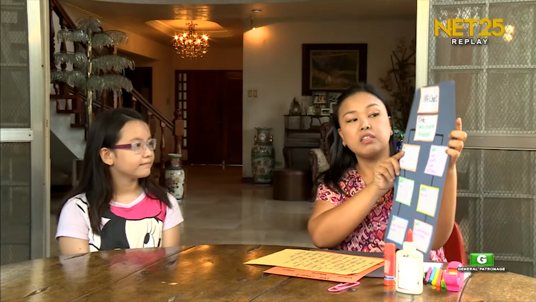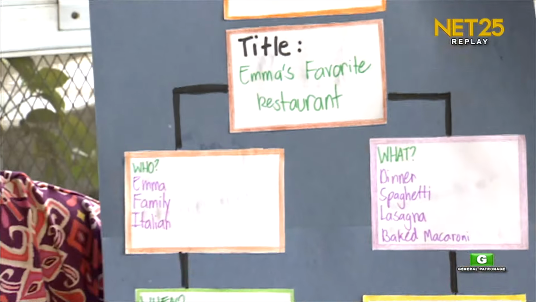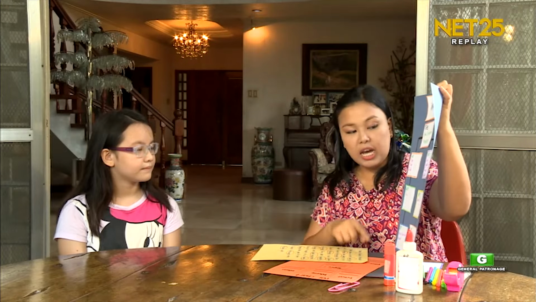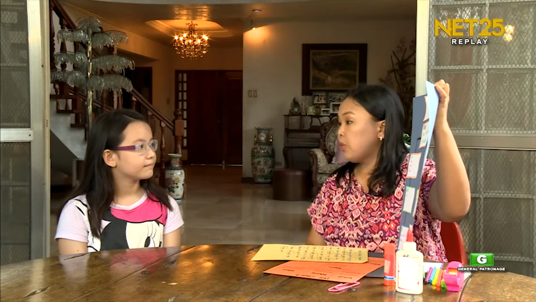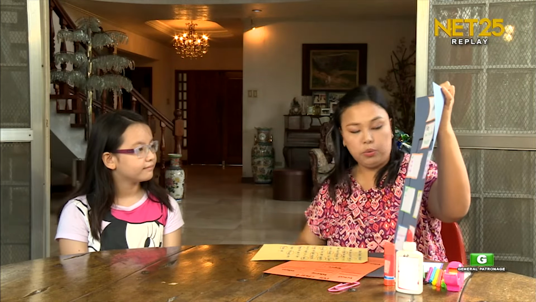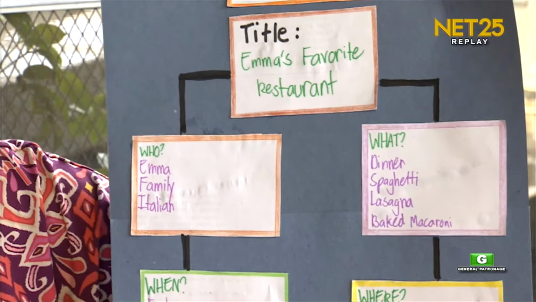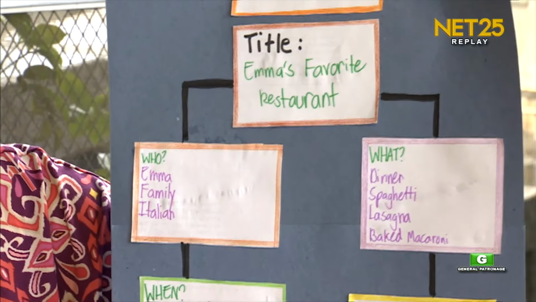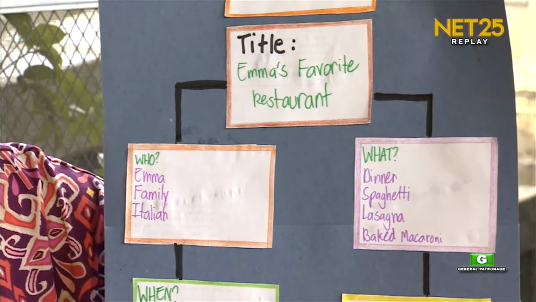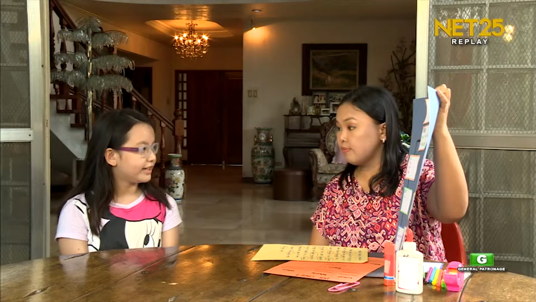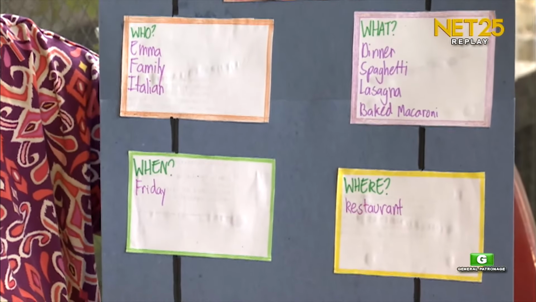Okay, so we start from the title. Let's review the WH chart that you made a while ago. Title is Emma's favorite restaurant. And then we had to figure out which nouns go in each WH word. So on who, what did you write? Emma, family, and Italian. That's correct. How about in what? Dinner, spaghetti, lasagna, and baked macaroni. Very good. How about in when? Friday. Friday. And how about where?